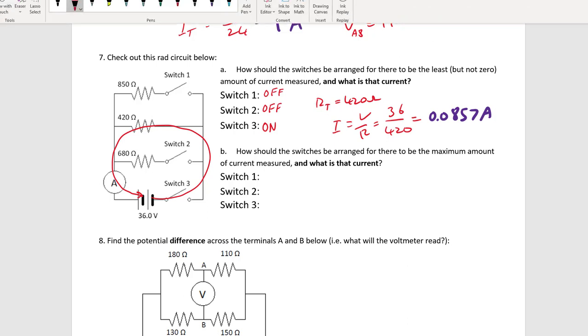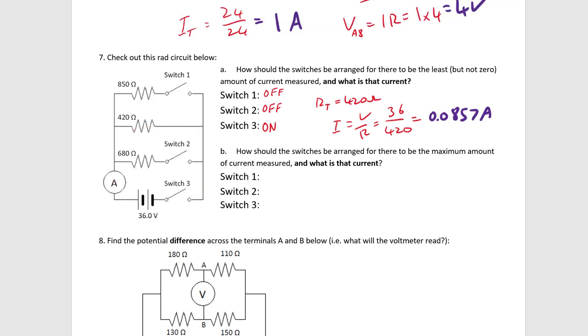Now for part 2, it's asking how should the switches be arranged to have the maximum amount of current. So to maximize the current, I want to flatten this switch and flatten this switch and flatten this switch, so that the current comes through here and then splits into 3, or it allows 3 different pathways for the electricity to flow. So I want to turn them all on.